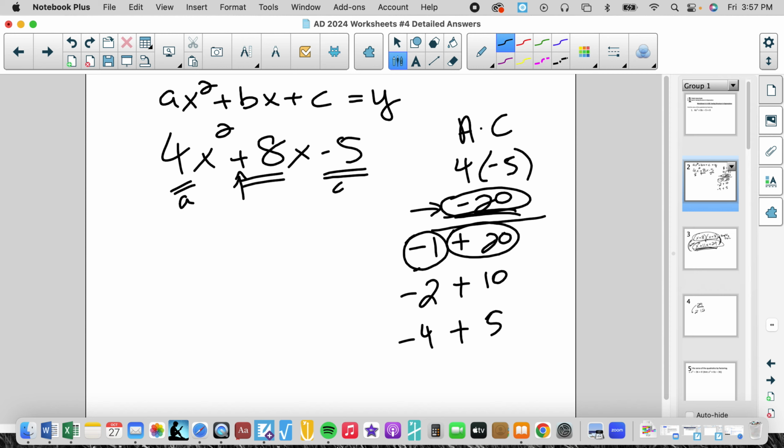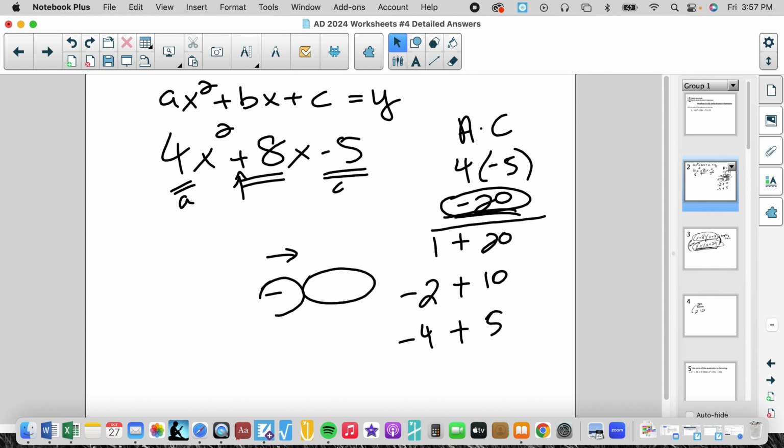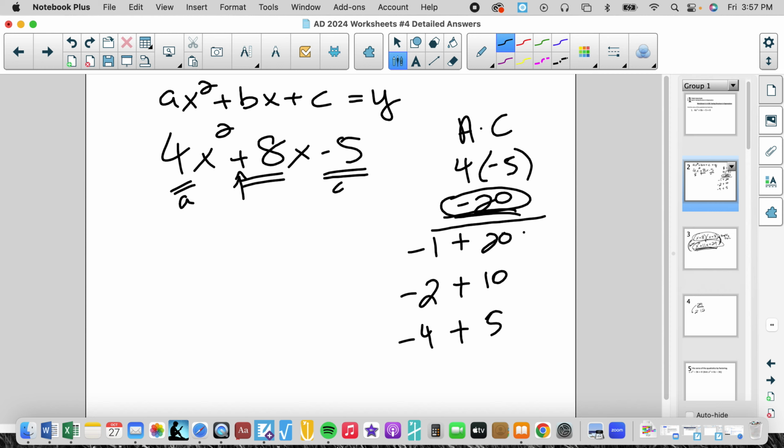And now, just when you thought that this was simple, I know you didn't think this was simple, but just when you think it's simple, I'm going to erase this. Now we're going to combine these two numbers. -1, we're going to add and subtract. -1 and +20 is 19. -2 and 10 is 8. -4 and 5 is 1. So I want to know, of these sums, which one equals my middle?